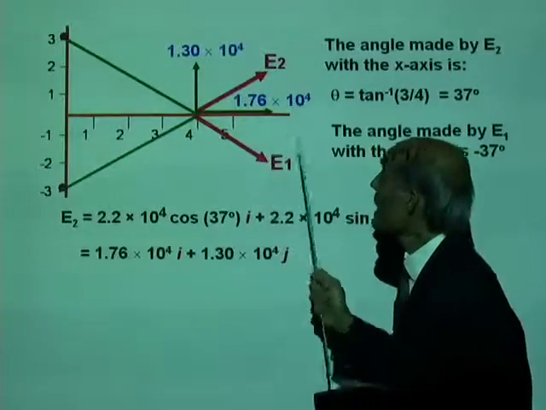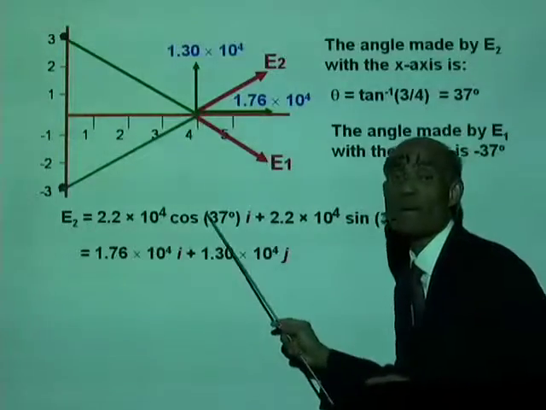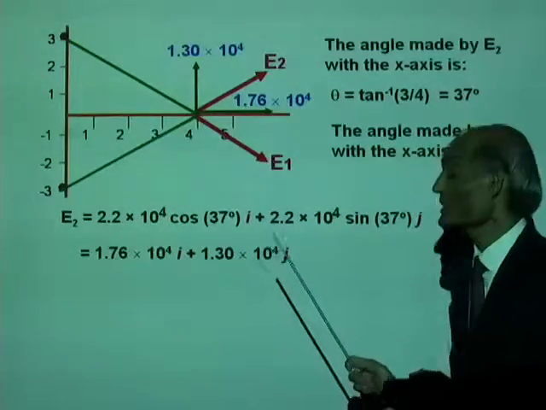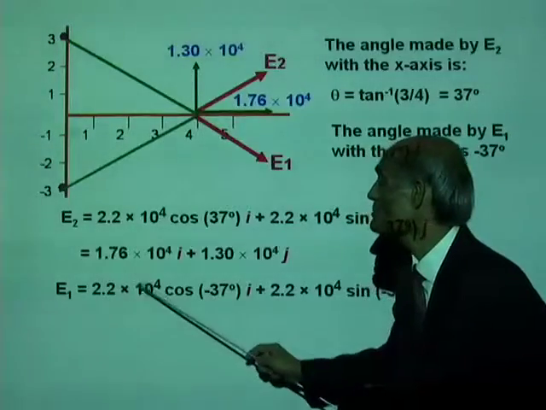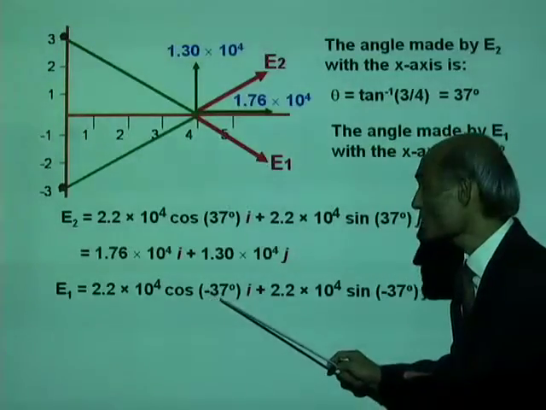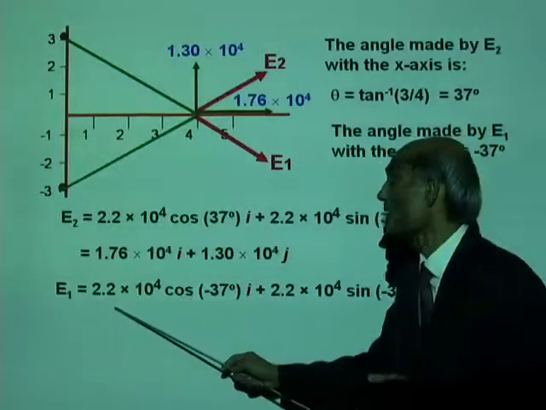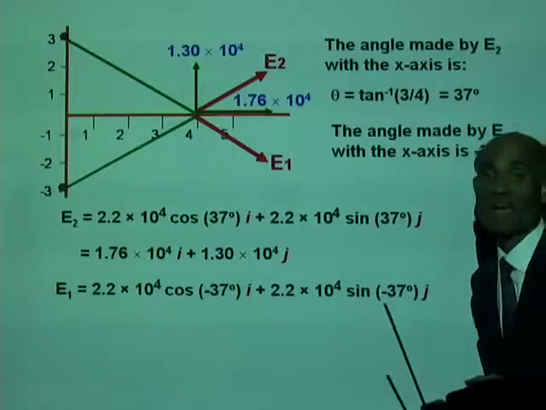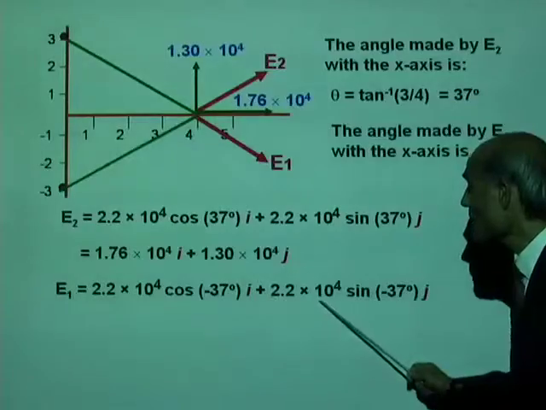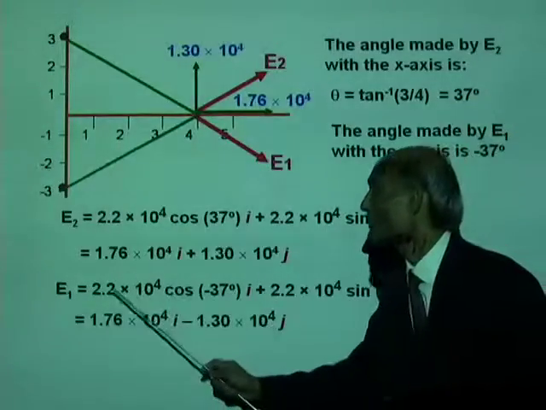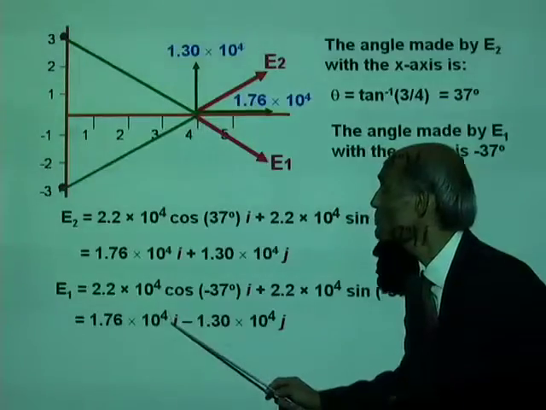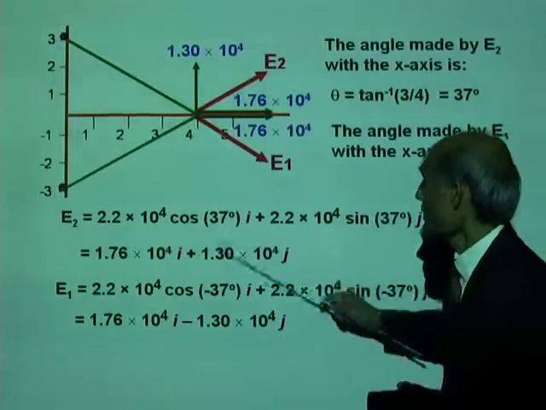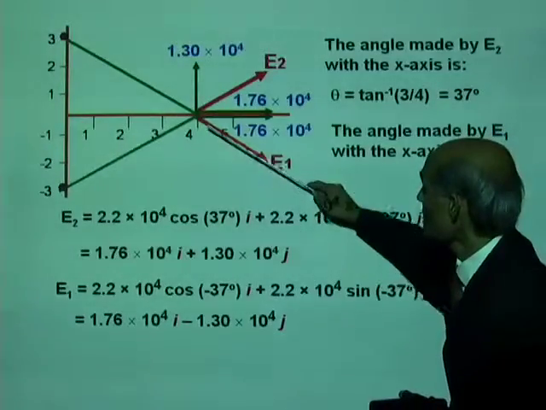Let's do the same with E1. Can you write E1 the same way? The only difference is the angle is now negative 37 degrees. So E1 equal to 2.2 times 10 to the 4 cosine of negative 37 degrees i, that is the x component, plus 2.2 times 10 to the 4 sine negative 37 degrees j, that is the y component. And that will be 1.76 times 10 to the 4 i, that is the x component, there you are, minus 1.3 times 10 to the 4 j.